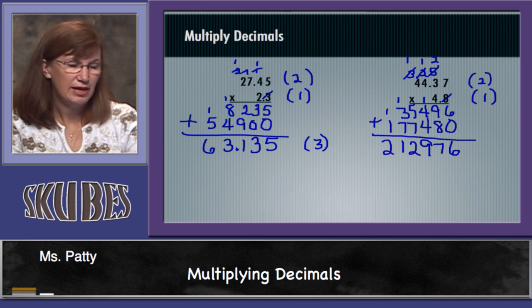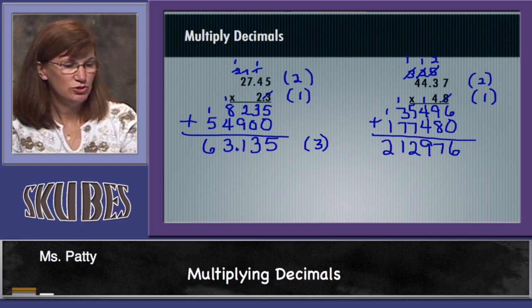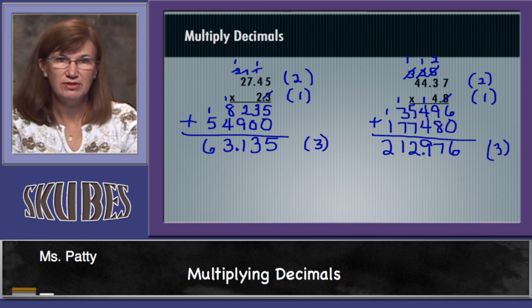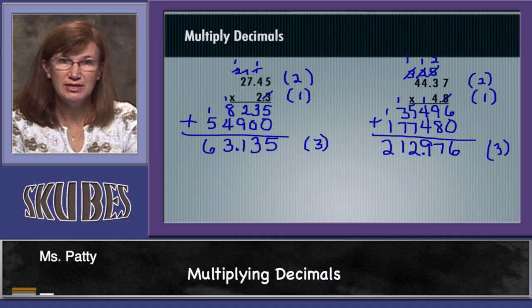Now go back and count your decimal places. We had 2 plus 1, that's 3 places. We count over 1, 2, 3. From the left to the right, we have 212 and 976 thousandths. That's the end of our lesson on multiplying decimals.